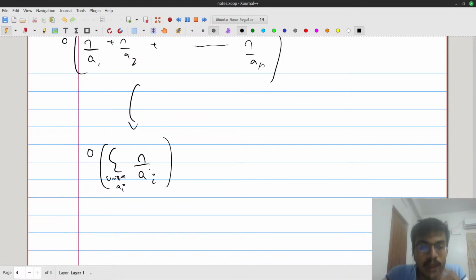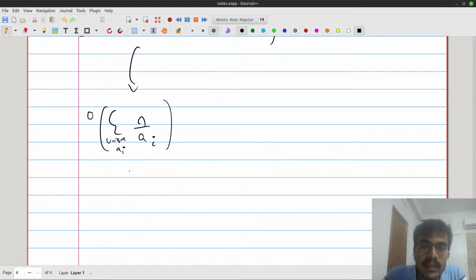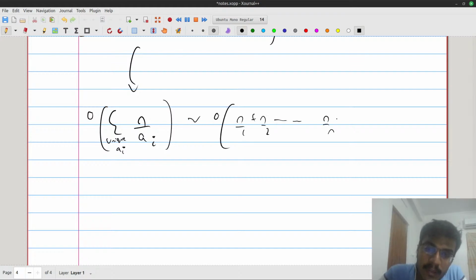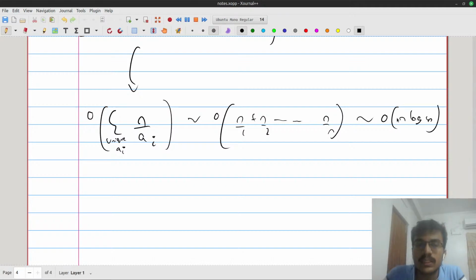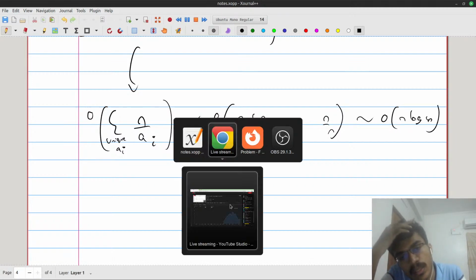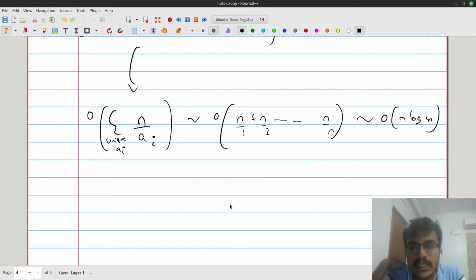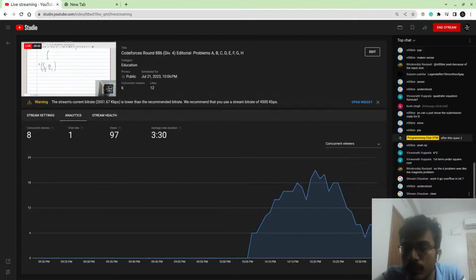And if you are summing over unique Ai, then we definitely know that in the worst case scenario, this is O of n by 1 plus n by 2 all the way up to n by n, and by the harmonic series I told you about, this is approximately O of n log n. So that's the proof that this works. I think it's a lot to take in. It's not exactly an easy algorithm, but hopefully that was clear. Any doubts?